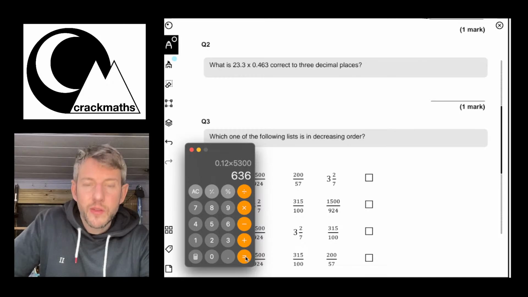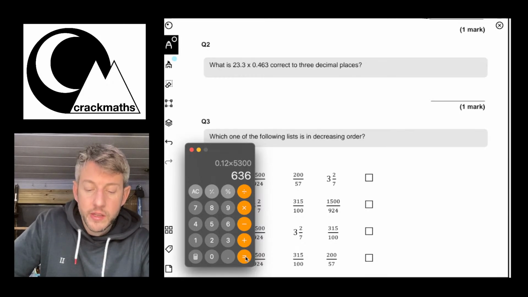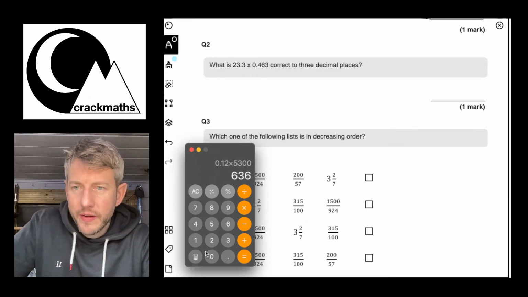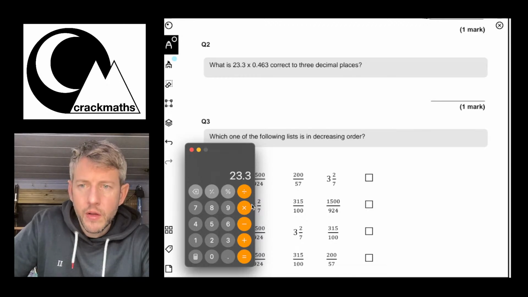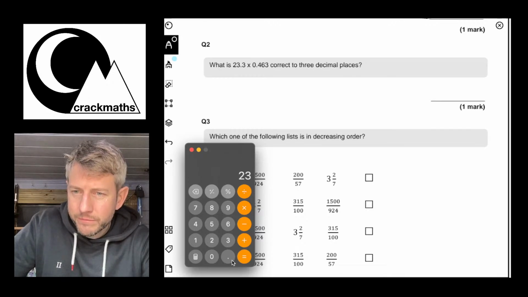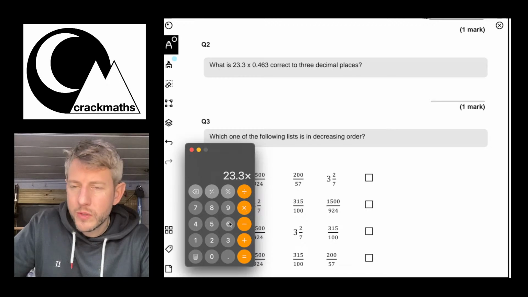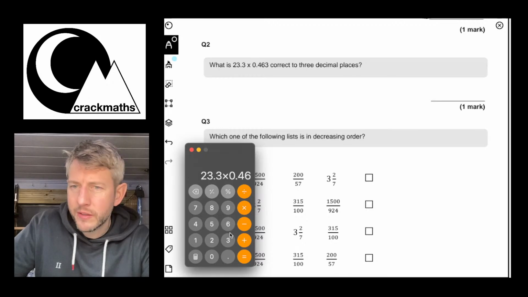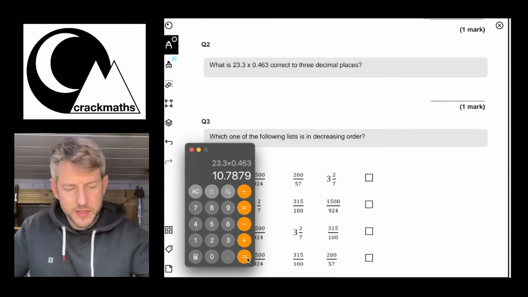So question 2 says, what is 23.3 times 0.463 to 3 decimal places? Okay, so I'm going to do this on the calculator again. So 23.3 multiplied by 0.463 equals this. Okay, so I'm going to write that number down.